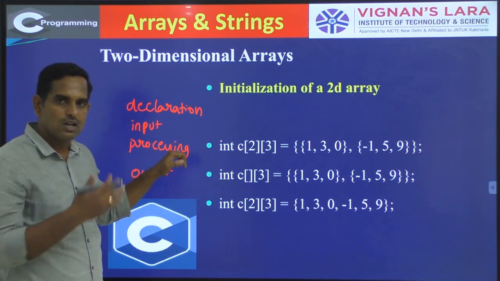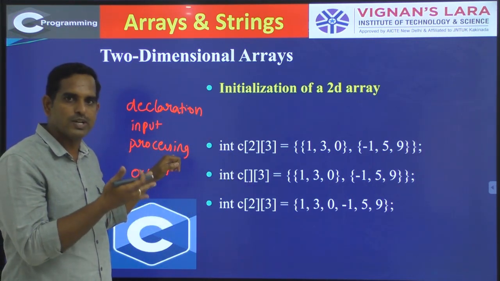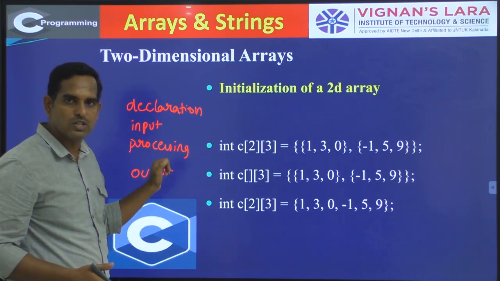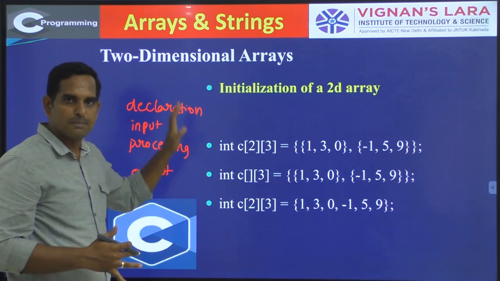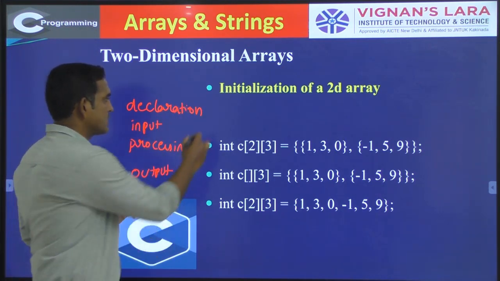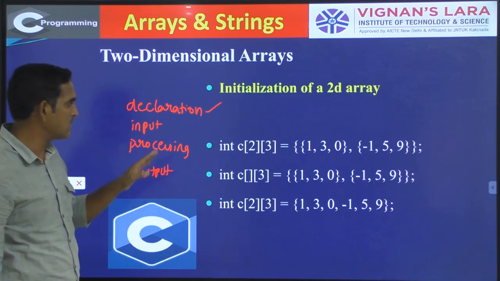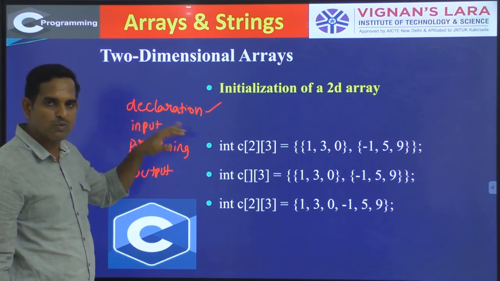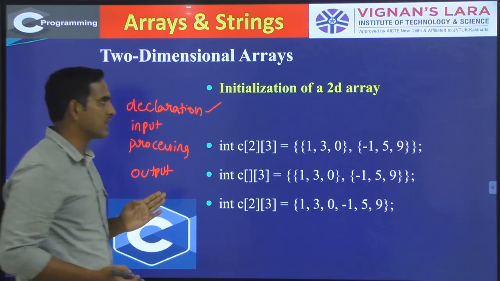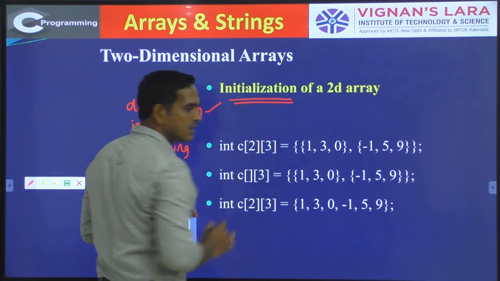The third one is what is the process you are doing, or what is the application you are performing on that array. And the fourth one is what will be the output of performing that application. So the next part, after the declaration, you have completed the declaration part. The second part is giving values into the array.